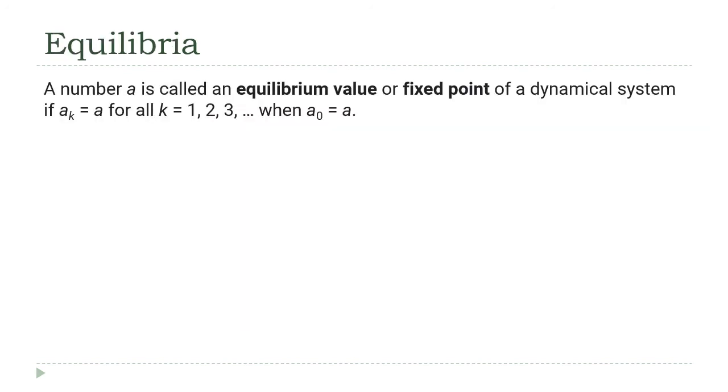All right, so before we move on to seeing how we can calculate these values, we kind of need a name for it. What we're looking for is called an equilibrium value, or a fixed point of a dynamical system. The way this is defined is it's a number A, such that A sub k is equal to that number for all values of k, and this A value is A sub 0. That is our initial investment.